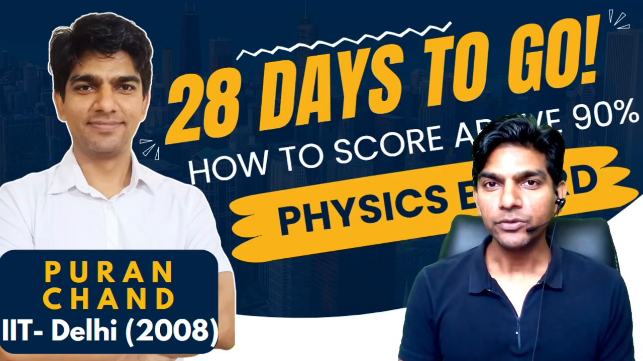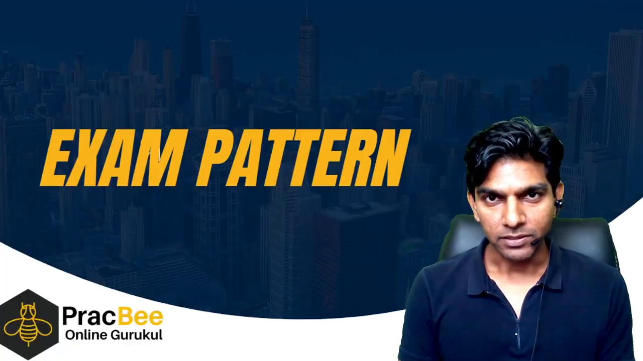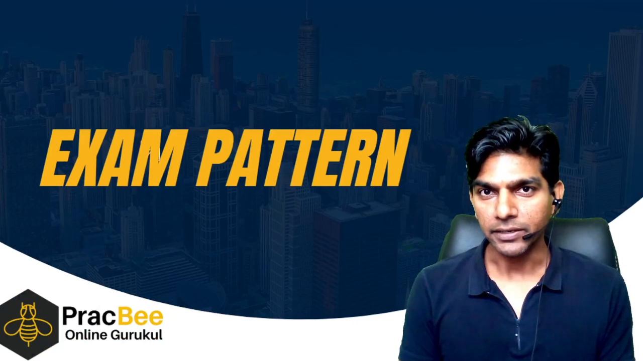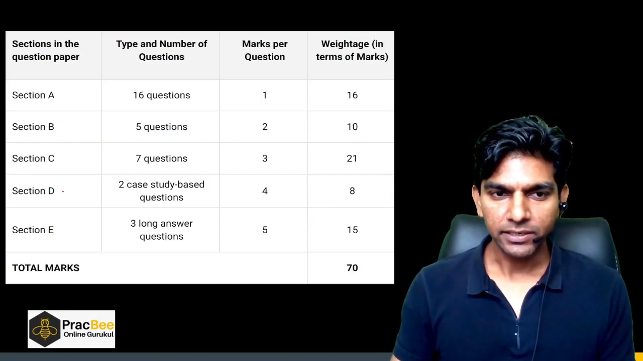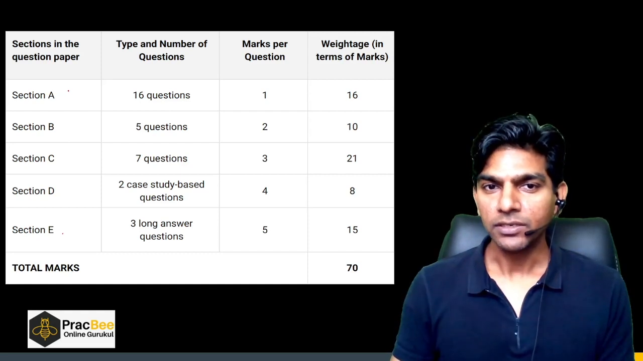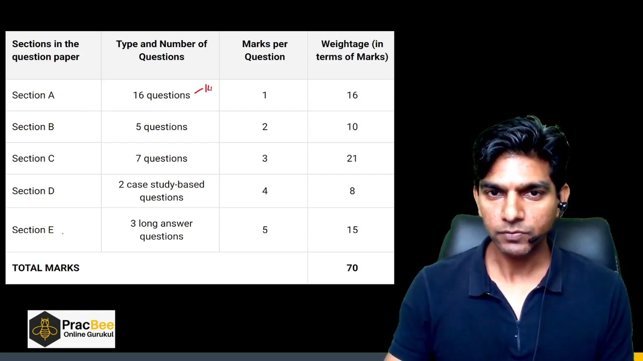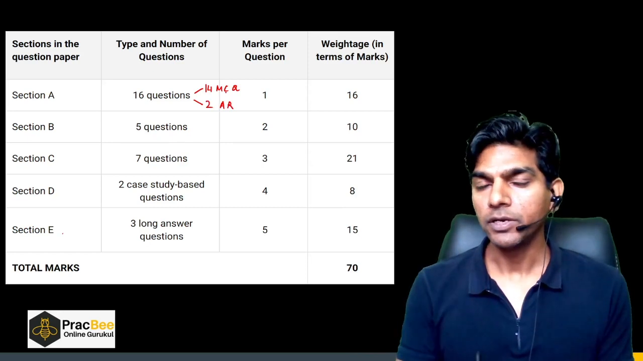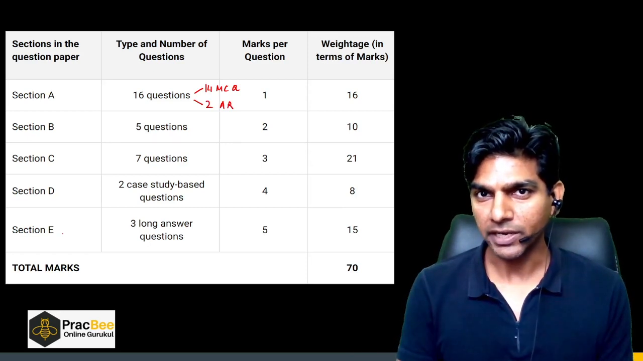Now the first thing you should be aware of is the pattern of the exam. So first let us see what the exam pattern is for this year. There will be 5 sections: A, B, C, D and E. In section A, there will be 16 questions. Out of these 16 questions, 14 will be MCQs and 2 will be assertion reasoning. If you are prepared well for your JEE Mains, then section A is not a tough nut to crack.